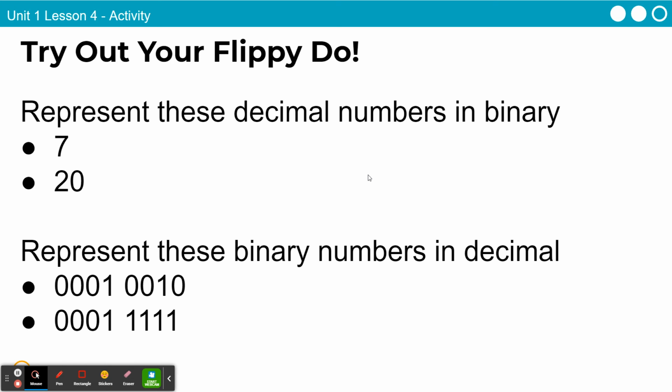Now, you're going to try out your flippy do. I want you to take a second and, with your flippy do, represent these decimal numbers in binary. So you're going to take the flippy do, use your 1s and 0s, flipping them back and forth, and represent the decimal number 7. And then also represent the decimal number 20. All right? Take a minute, pause the video, and do that. I'll have you just pause the video physically. Hopefully you've done that, and if you've done that, the answer you should get should be that.